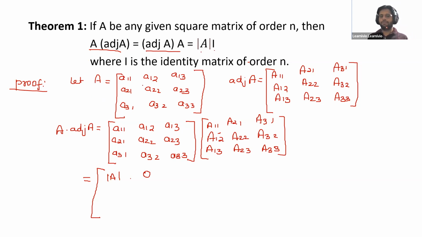A into adjoint of A or adjoint of A into A is equal to determinant into I. So we are proving this theorem. We have taken this 3 by 3 matrix and found the adjoint of this, which is the transpose of the matrix of cofactors. Now we are just multiplying these two. We take the first row and multiply it with the first column. The first row elements are multiplied with the cofactors of the first row, so we get the determinant. The first row with the cofactors of the second row gives 0, and similarly the first row with the cofactors of the third row gives 0. Is this clear up to this step?